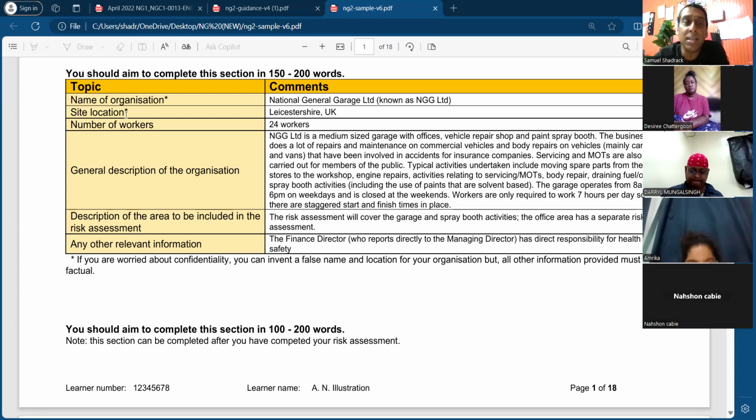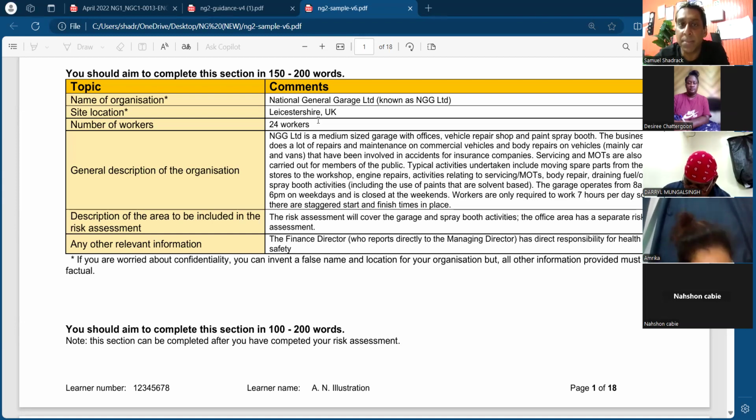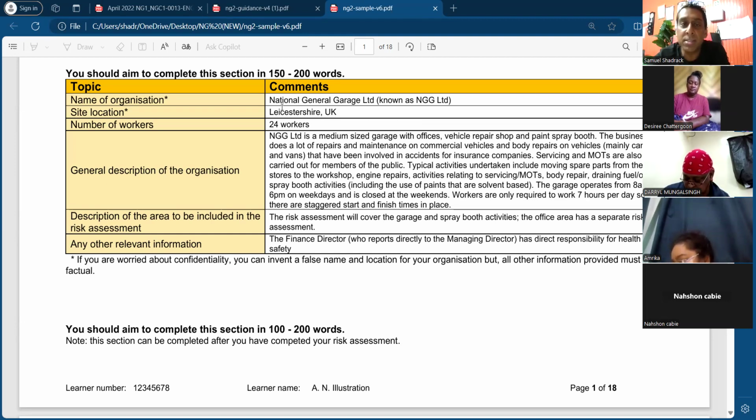Next one, site location. So here they have Leicestershire, UK. So you could put anywhere in Trinidad or Guyana. Don't even think about it. You could put your address. Don't even think about it. You could just make up a street name. 21 Jump Street, Trinidad, West Indies. Church Street, Barbies. It doesn't matter.